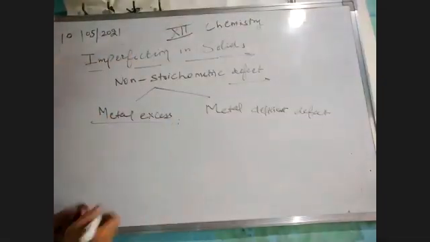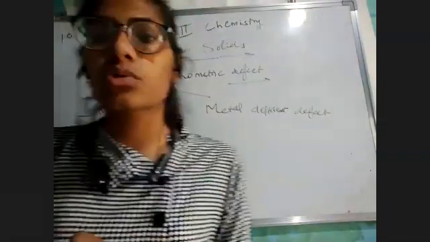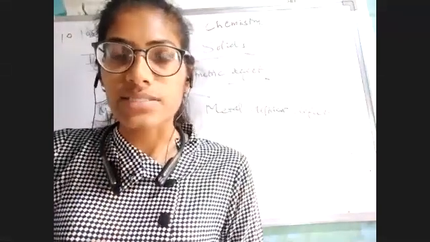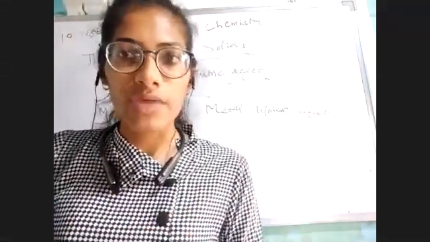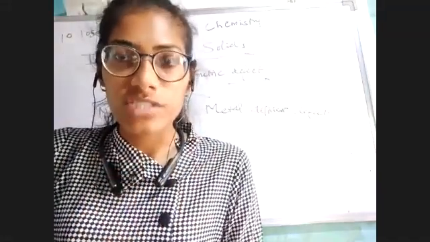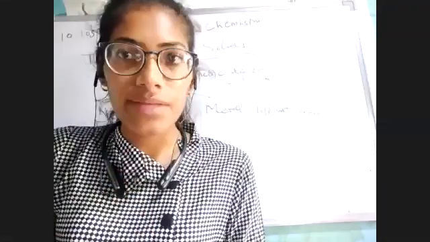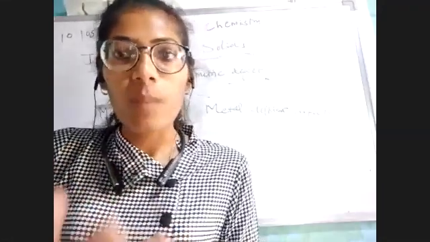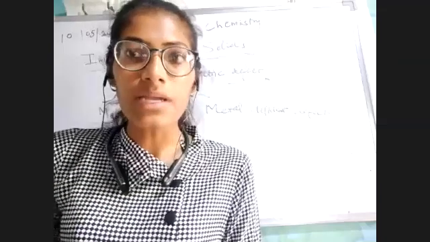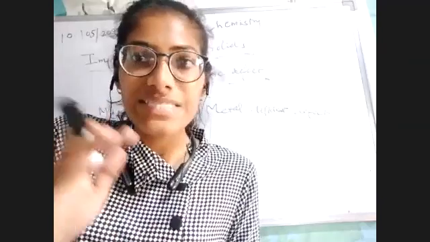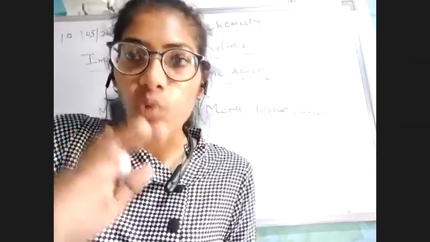Let's see about metal excess, and we will finish it within 2 to 3 minutes. What metal excess defect wants to say is explained with an example. We take sodium chloride and burn it in the form of sodium vapor. What would happen? The sodium positive from the sodium vapor would start depositing on sodium chloride.